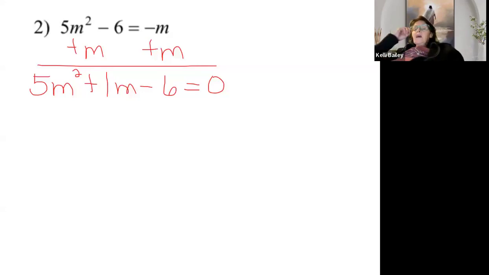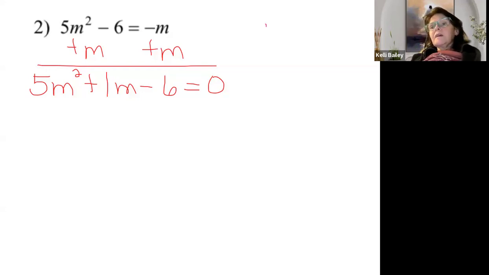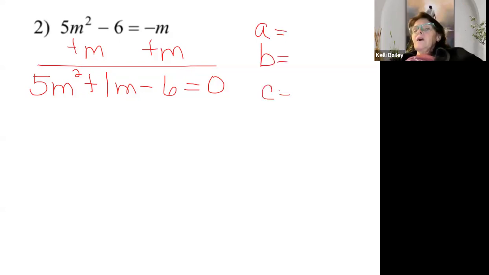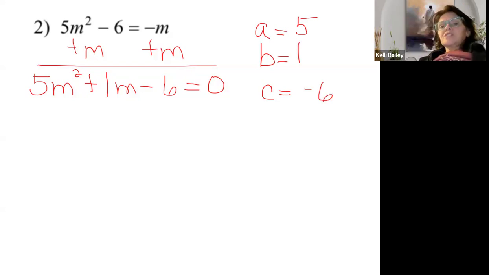Okay, so I now can do ABC. It's easy as 1, 2, 3. Don't you love my voice? Okay, so A is 5, B is 1, and C is negative 6. I'm just going to plug them in.